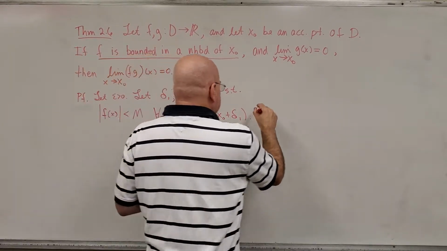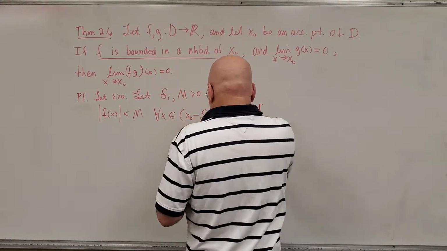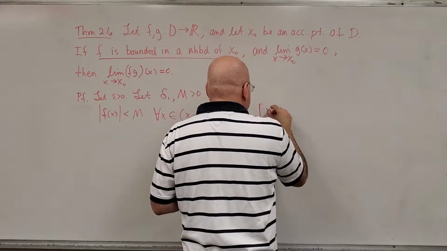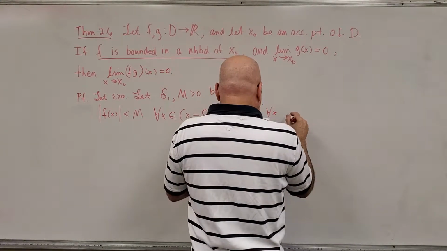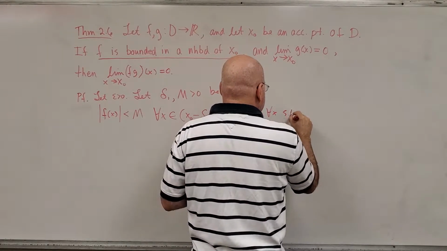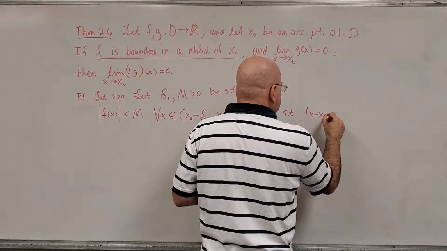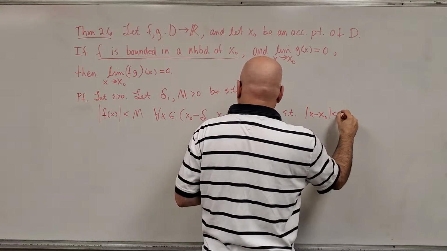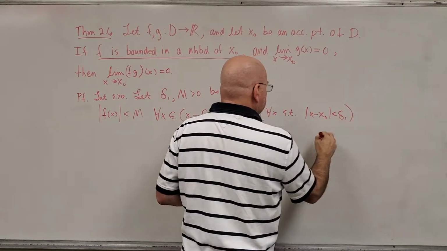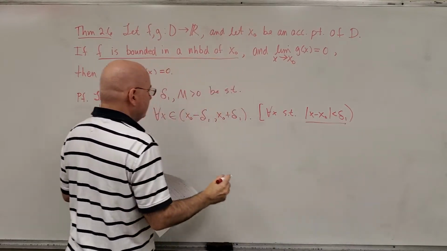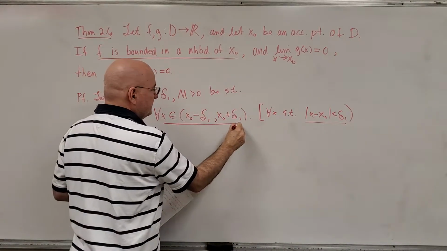And let me just, as I've done before, write this part in a different way. I could have said for all x such that the absolute value of x minus x naught is less than delta 1. So this thing right here is the same as this.